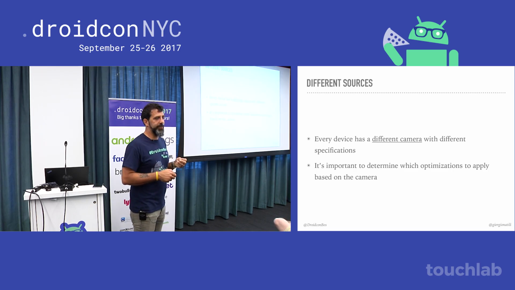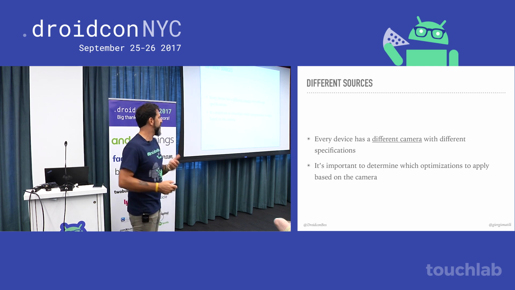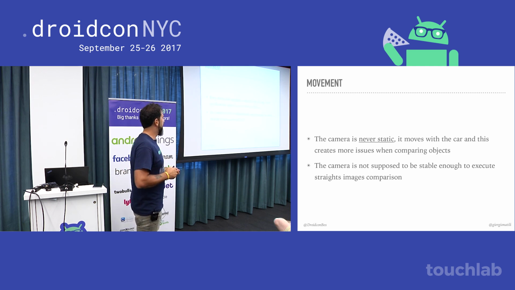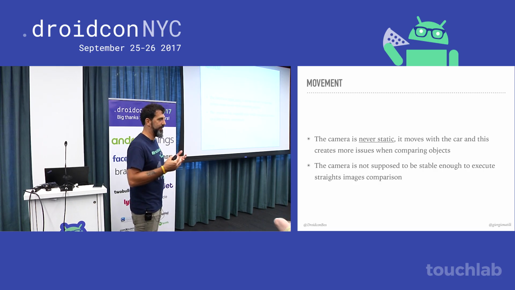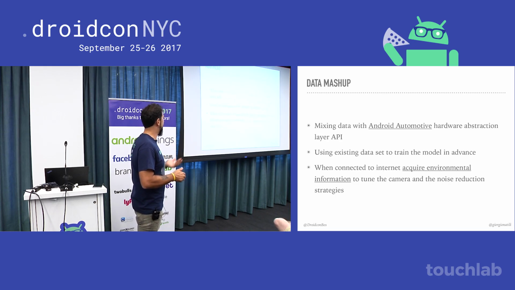Every device has a different camera, so you get different information. Well, actually, the information is the same. It's the quality of the information that varies. So you have to implement a strategy to adapt to this. The camera is never static. It moves. And it's not stable enough to execute straight image comparison, because between now and maybe a millisecond after, the orientation can be completely different, especially when you're talking about something that is installed in a car.